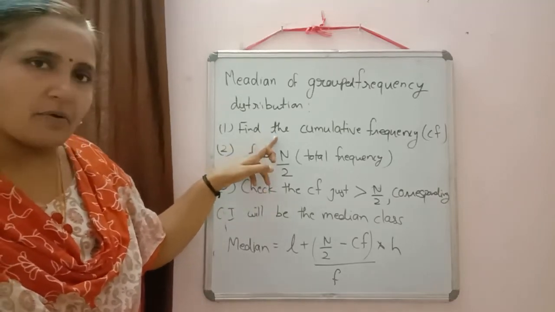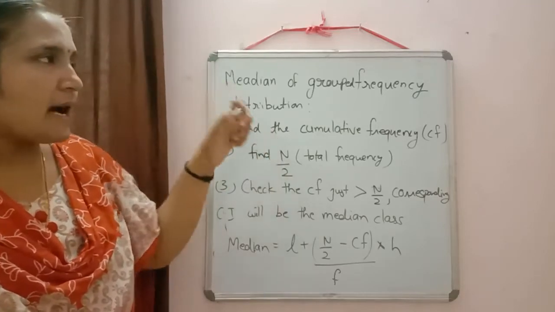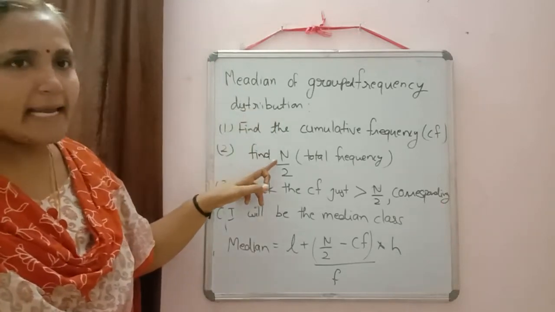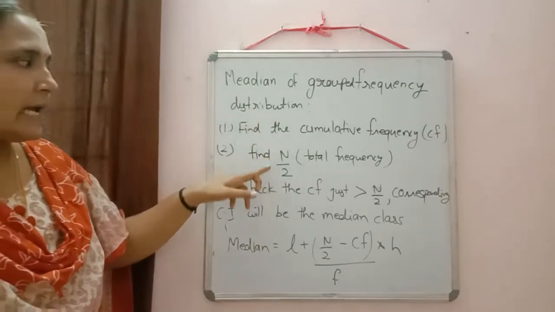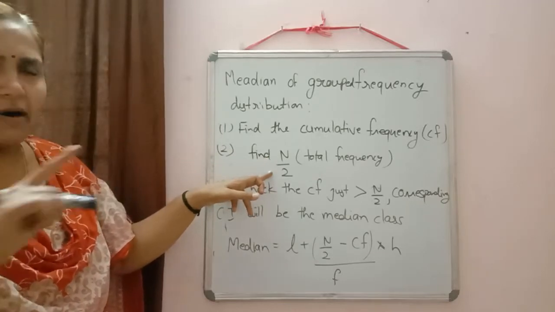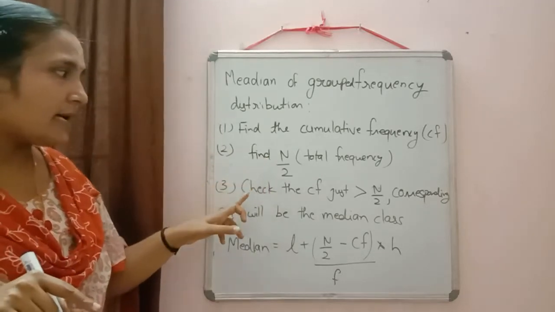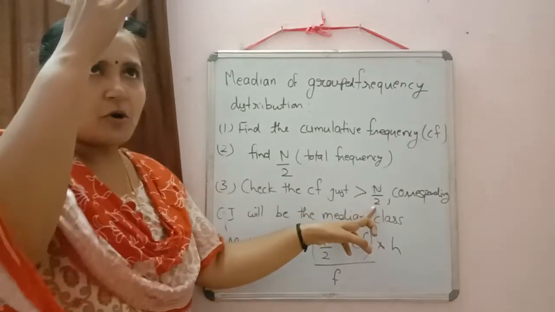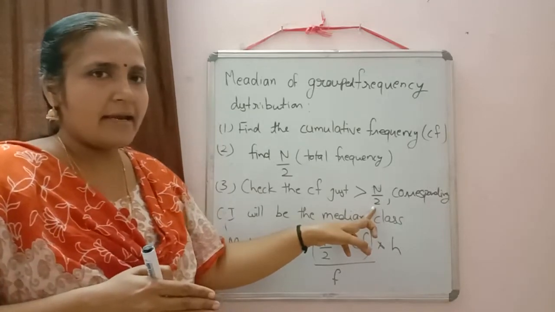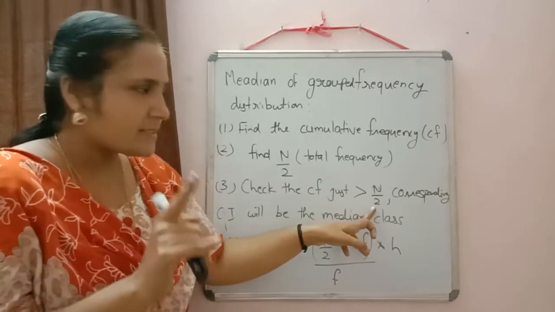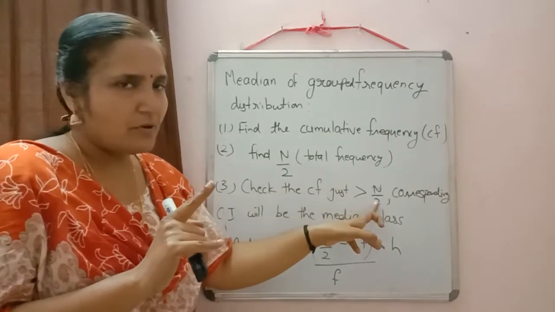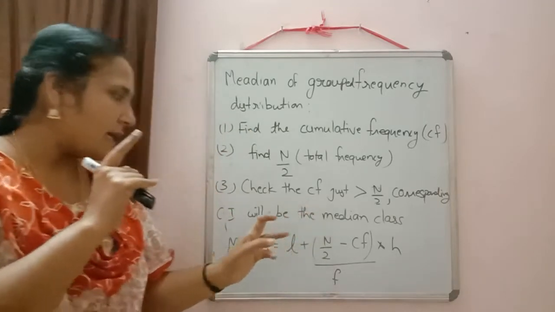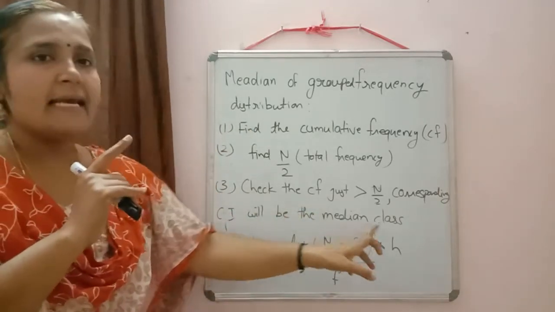So first we calculate the cumulative frequency. The last number which we get is the sum of all the frequencies, that we denote by N. Then we will find N by 2. After that, what you have to check is the cumulative frequency just greater than N by 2. Many numbers will be greater than N by 2, but you have to check the first number which is greater than N by 2. The corresponding class interval will be called the median class.